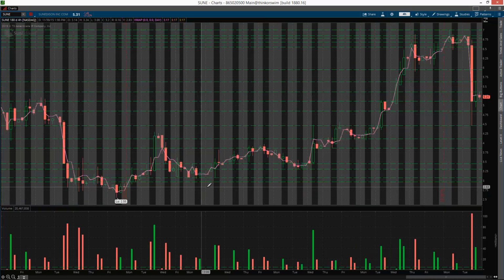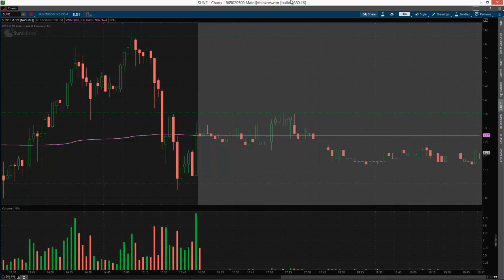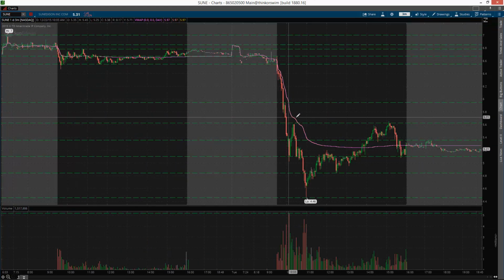You can see that 2.55 is the low. So you could draw a line there as well in case that it does even go that low. Okay, so that's pretty much what I would do in terms of technical analysis on SUNE.